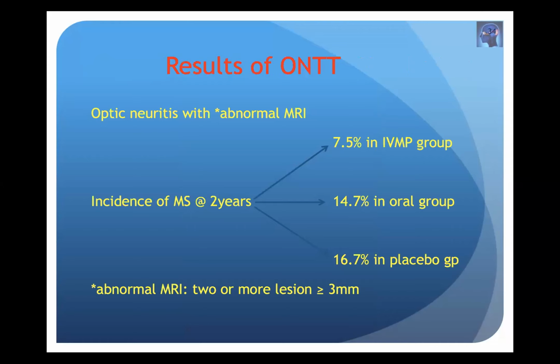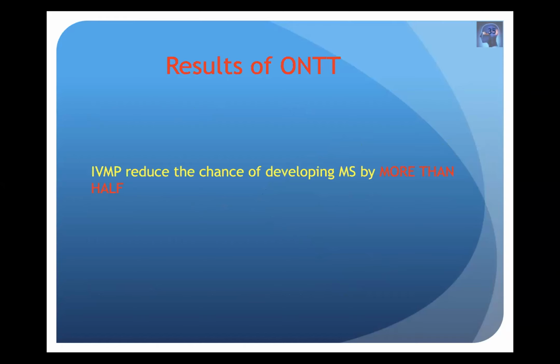Another interesting result of ONTT was incidence of MS at 2 years if somebody has optic neuritis and abnormal MRI. What I mean by abnormal MRI is that they have 2 or more hyperintense lesions which are 3 millimeter or more in size. I've already shown you what I mean by white matter lesion. And if somebody has optic neuritis with abnormal MRI and is treated with IV methylprednisolone, the incidence of MS at 2 years was 7.5%. If treated with oral prednisolone, incidence of MS is 14.7%, and if treated with oral placebo, the incidence is 16.7%. So IVMP reduces the chance of developing MS by more than half. This is a very important observation of ONTT.